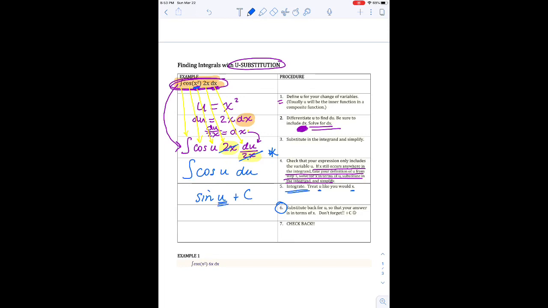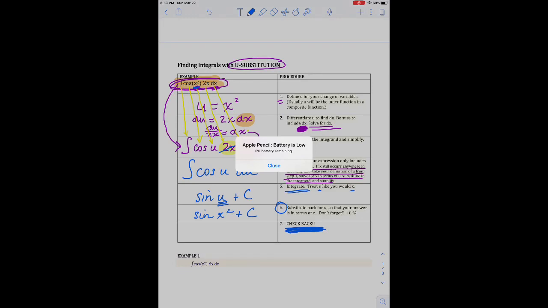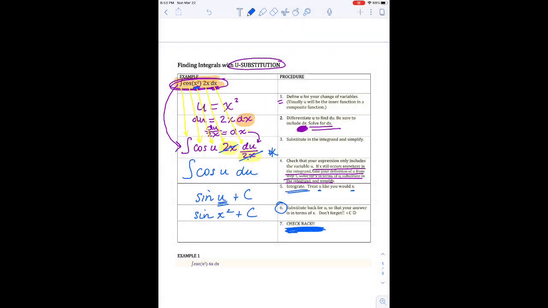So whatever the u was, we put back in. If you remember, u was x squared, and then plus c. And this is the beauty of this section, that now we can always check back. So we're just going to check back by saying to ourselves, okay, that is our answer. Let's take the derivative, though.